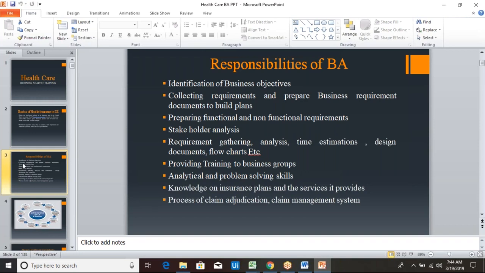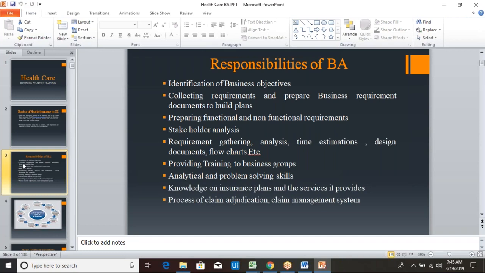One is knowledge of health insurance plans: what insurance plans we have and what kind of services they provide. Followed by this, the claim adjudication and claim management system, which a BA uses. These are the two major things which, as a business analyst, you must be good at, meaning what the different health insurance plans are.